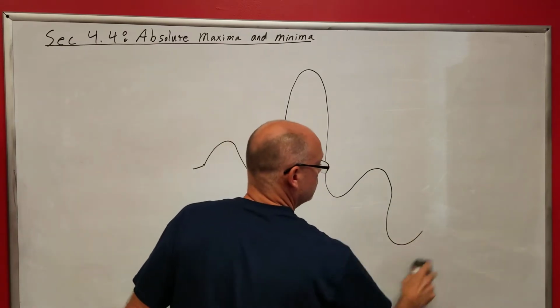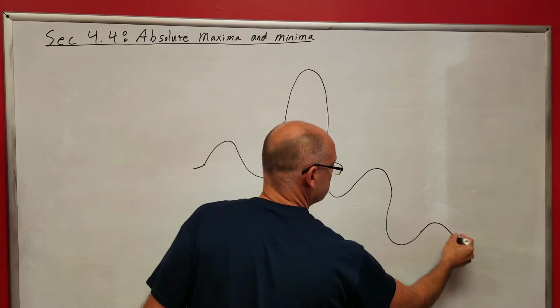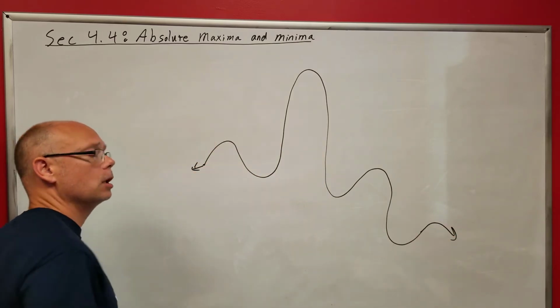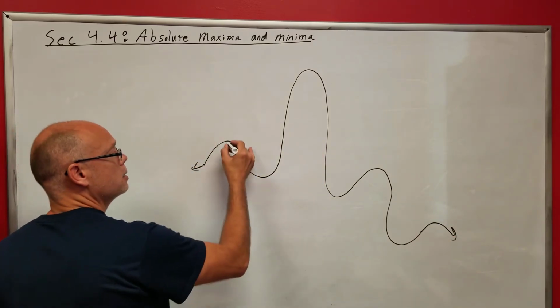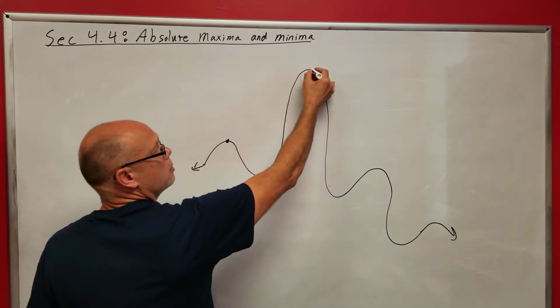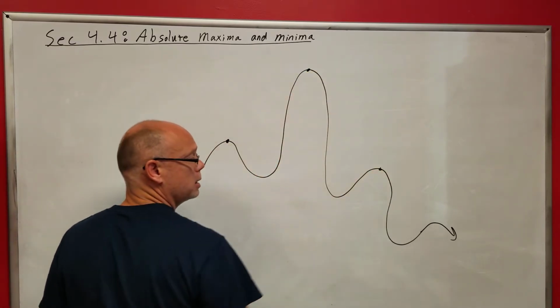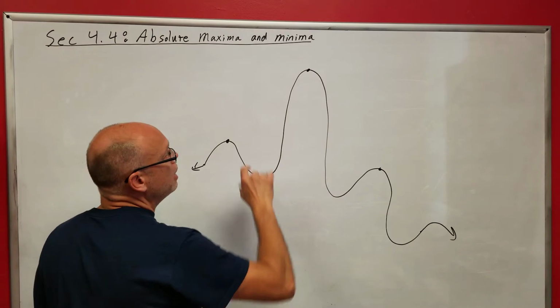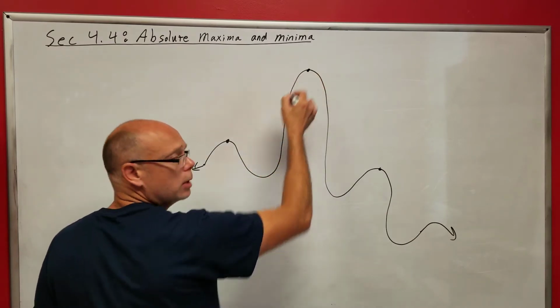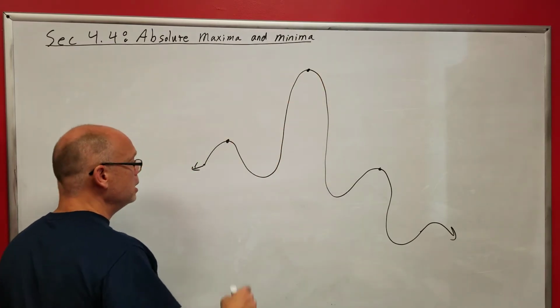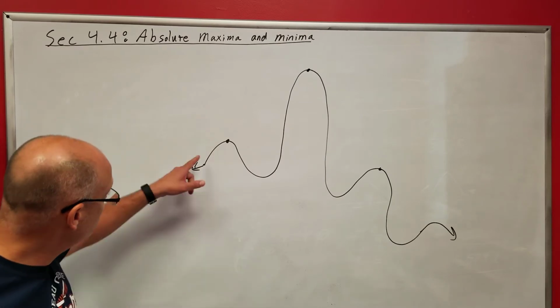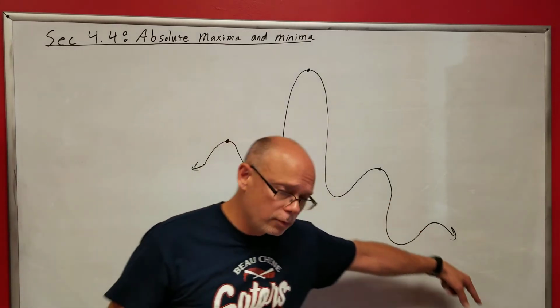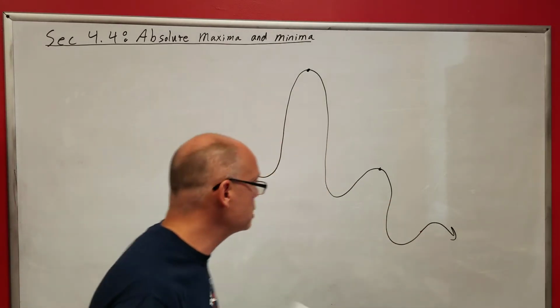We'll have to do this. Alright, so this graph has a relative max, relative max, relative max here, right? But the absolute max is this one right here because it's the absolute highest. Now this graph has no absolute minimum because it goes down forever here, down forever there. So you can't find a number where it has a minimum.